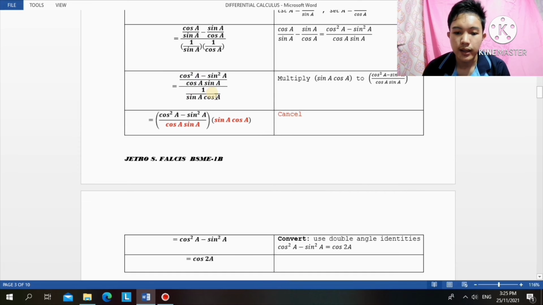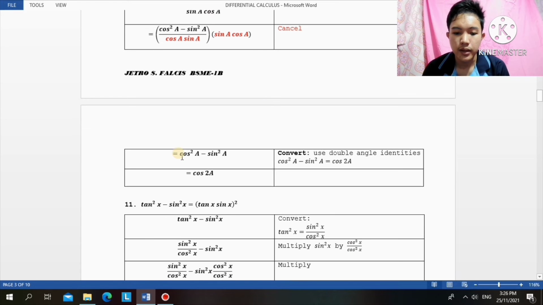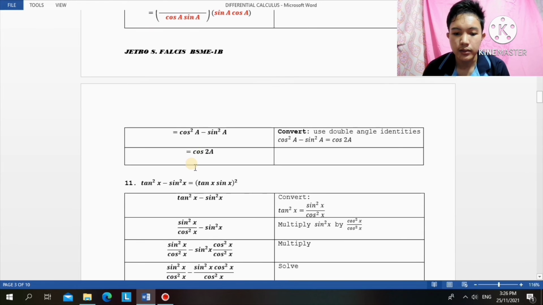So then multiply sine a cosine a to cosine squared a minus sine squared a over cosine a sine a. So bring upwards. So our equation will be cosine squared a minus sine squared a over cosine a sine a, times sine a cosine a. So cancel the denominator. So the remaining will be cosine squared a minus sine squared a. So use double angle identities to convert cosine squared a minus sine squared a into cosine 2a. So our identity will be cosine 2a.